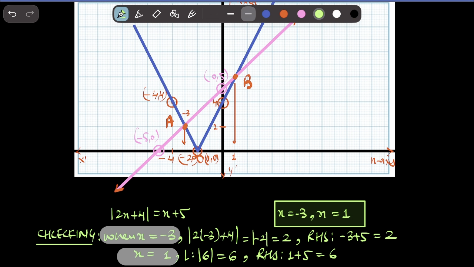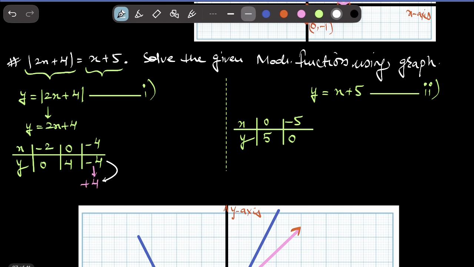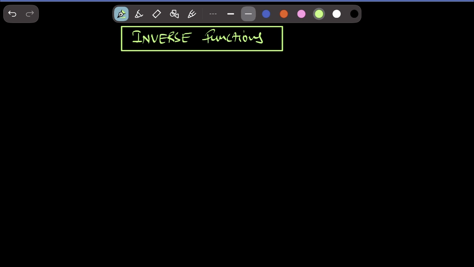I hope now you are able to understand how to solve a modulus function, how to plot the graph of a modulus function, how to solve an equation of a modulus function using the graph, right? So let's proceed further on the next part. Now we're going to understand the next very important topic of this video, and the next topic for this particular video is inverse functions, right? So we will be talking about these inverse functions, how these functions work, how they are made, right?